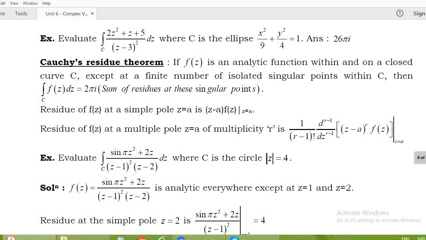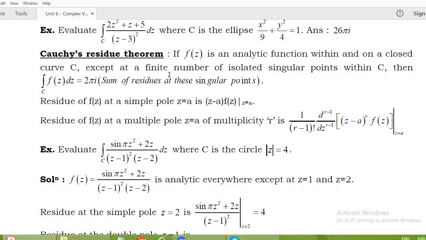And the most important, Cauchy's residue theorem. If f(z) is an analytic function within or on a closed curve C except at a finite number of isolated singular points within C, then integration over closed curve C of f(z) dz is equal to 2 pi i times the sum of residues at these singular points which lie within or on the closed curve C. Residue of f(z) at a simple pole z equal to a is given by (z minus a) times f(z), and then put z equal to a.